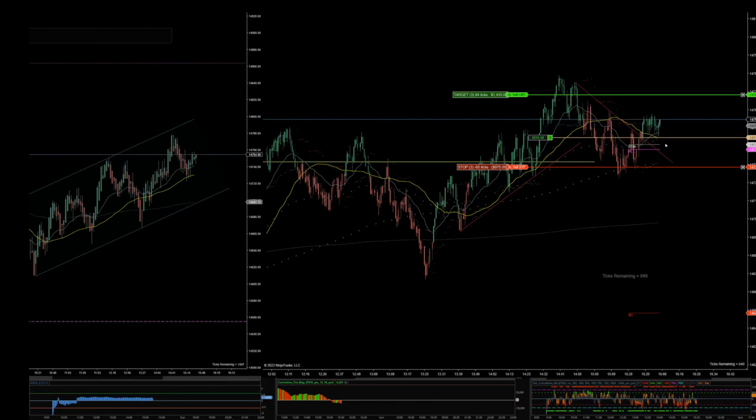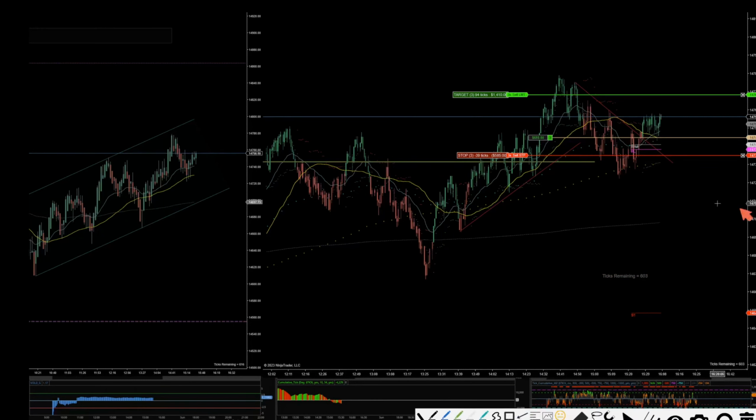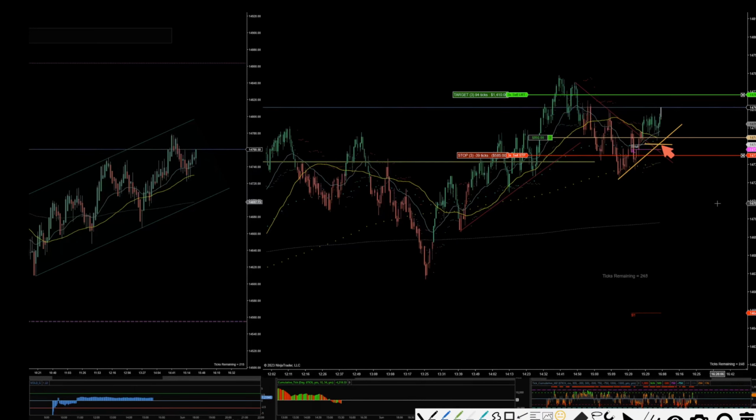Okay, now buyers are trying to push it above this level here. And I was really looking at this level here, which is kind of where this pivot level is. That will be my exit area here.